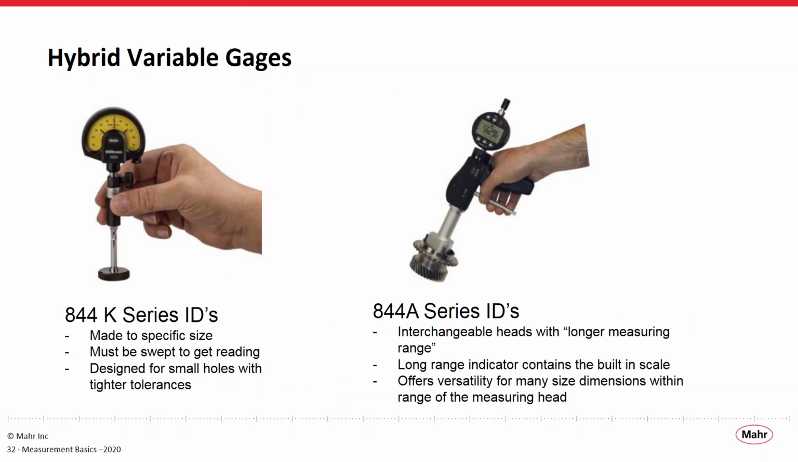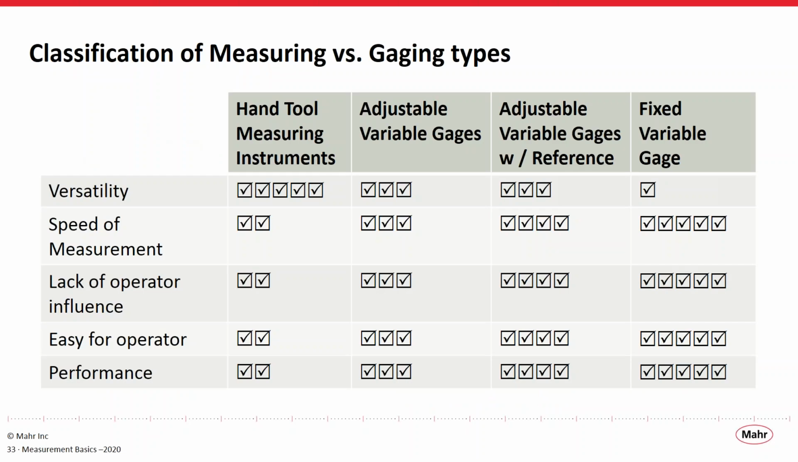Then we can get into some hybrids, maybe gauges that have relatively long range, but you have to use some care with them. Tri-bore gauges have a lot of measuring range. This is kind of a hybrid, but in the right application, they can give you some very good results. So I like to think of these gauges in good, better, and best, and so forth.